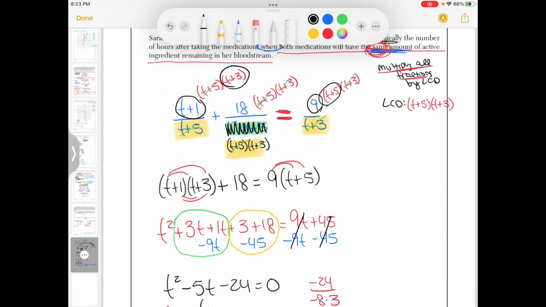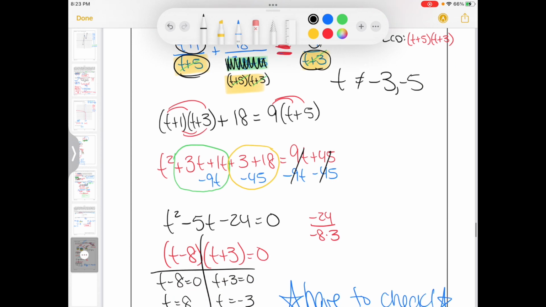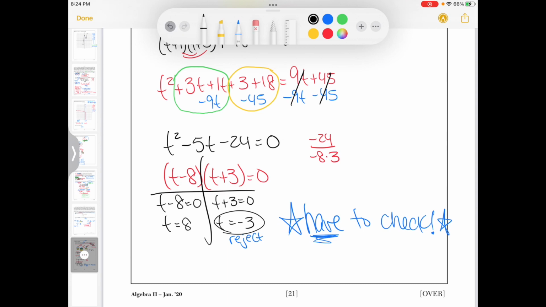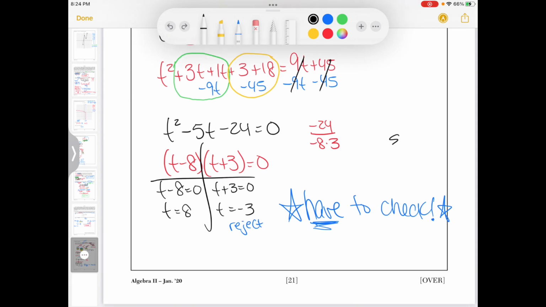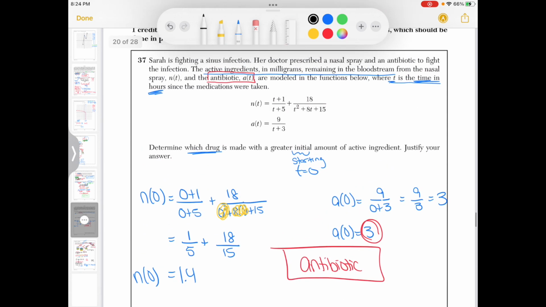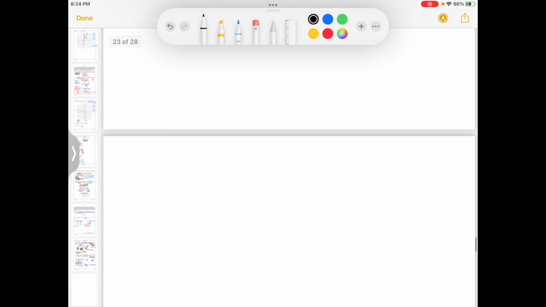Now, when you check with a fractional equation, you just have to plug it into the denominator. When we were doing these in class, we were writing off to the side what x could not equal. For this one, it's not going to be an x, it's going to be a t. But for this one, t cannot equal -3, and t cannot equal -5. So those are my two no-no values. This one says t is -3. I immediately have to reject that. So -3 cannot be an answer, which means my only answer is 8. And 8 represents 8 hours. So 8 hours is my answer.